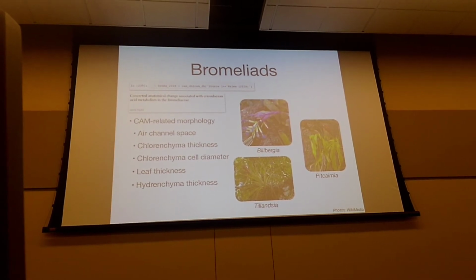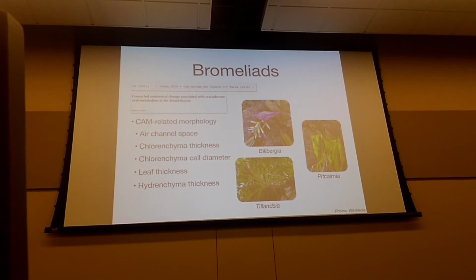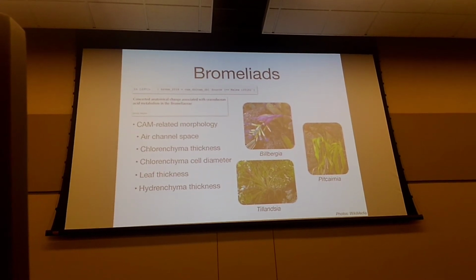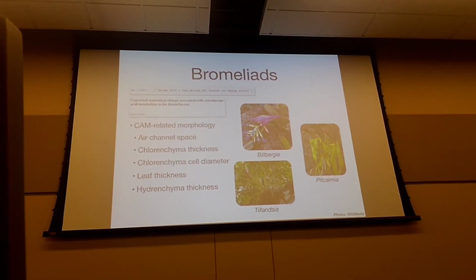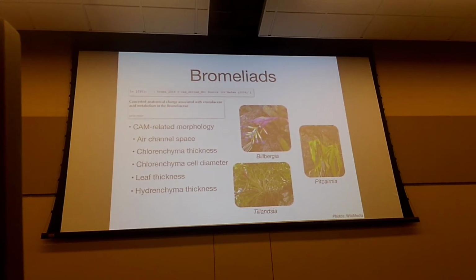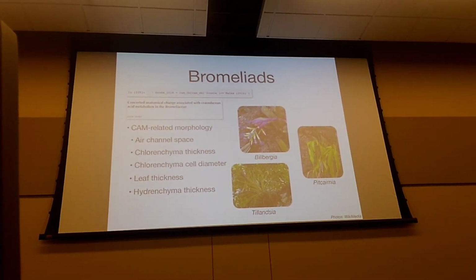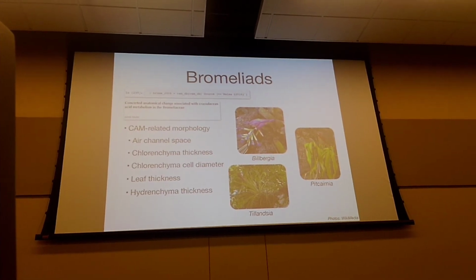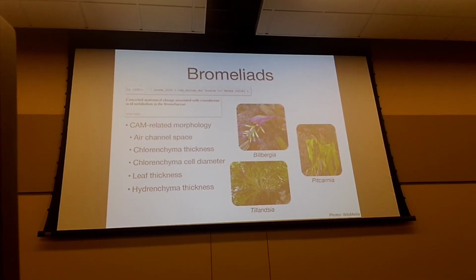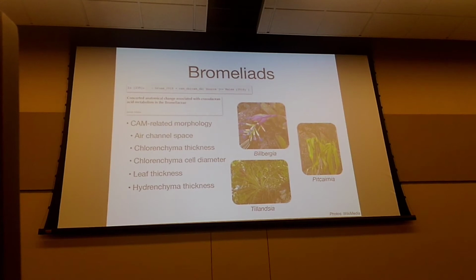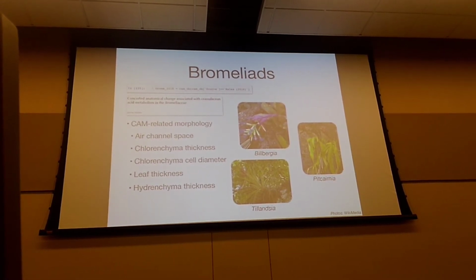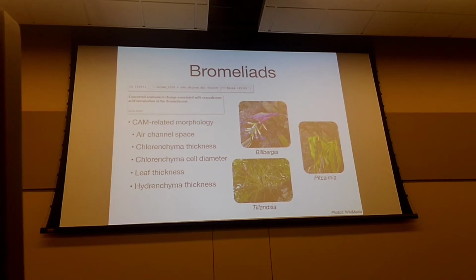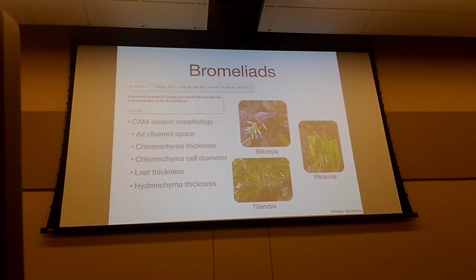The features that we're looking at in this instance are air channel space, chlorenchyma thickness and cell diameter, as well as hydrenchyma thickness and leaf thickness. Part of the reason why we're concentrating on these features is that these are things we associate with CAM being more succulent, having more space to hold C4 acids in your vacuoles overnight, and things like large cells with tight packing that decrease the amount of carbon dioxide that could leak back out of stomata.